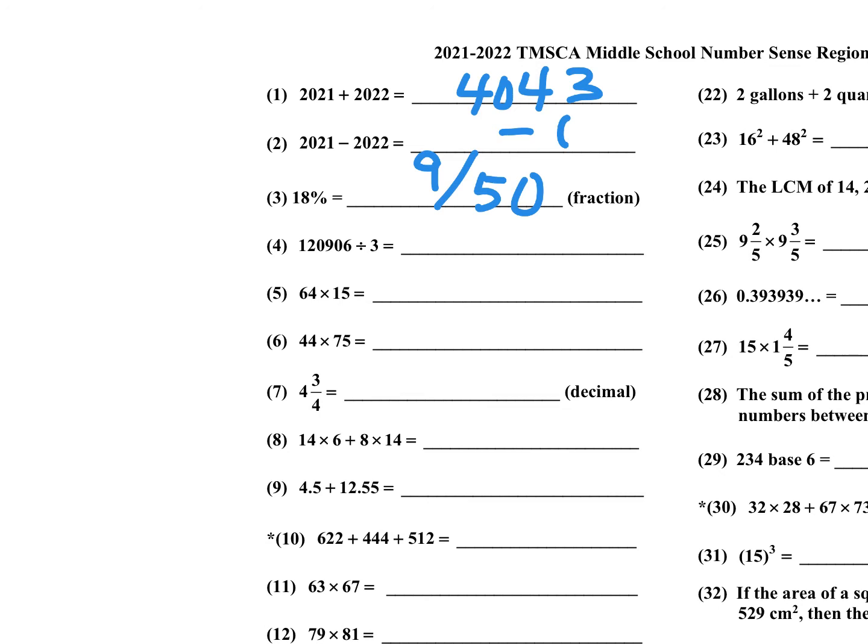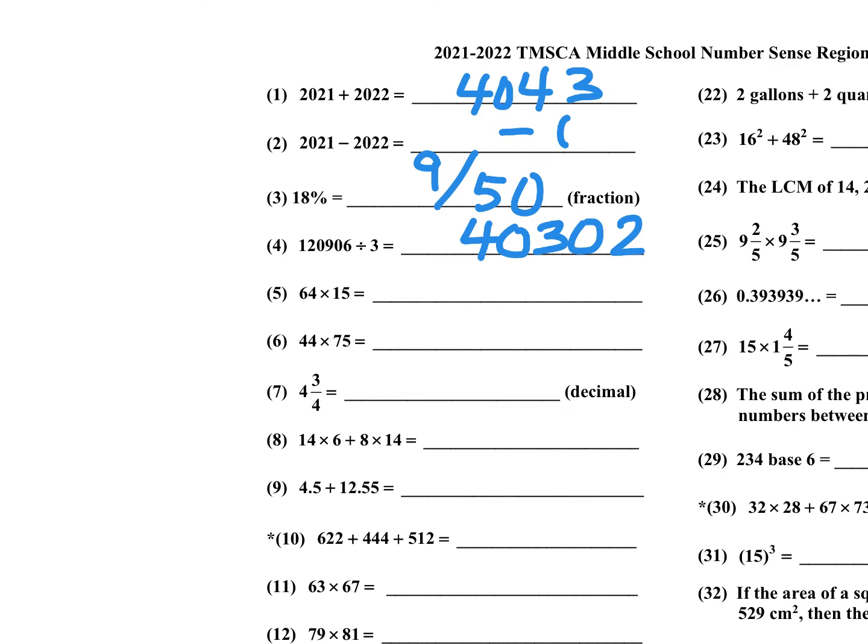120,906 divided by 3. I would take 3 into 12, that's 4. And then 3 into 0, that's 0. 3 into 9 is 3. 3 into 0, 0. 3 into 6 is 2. So 40,302 is the answer.